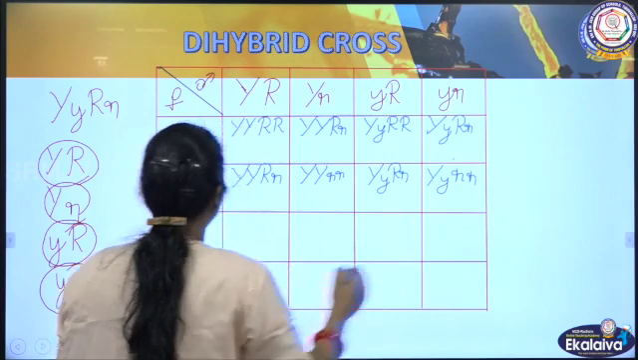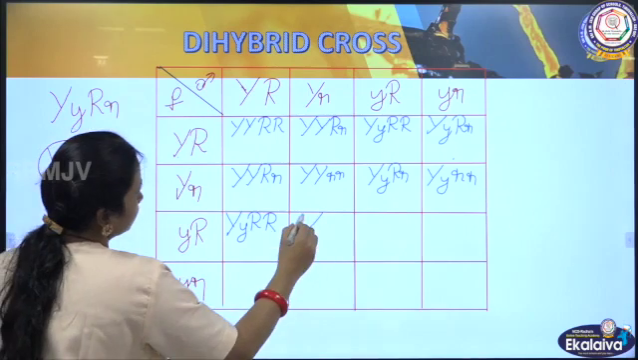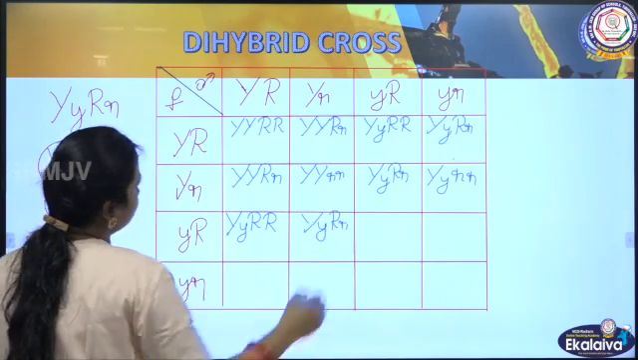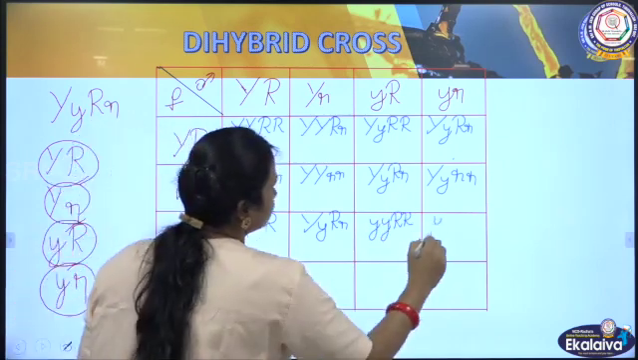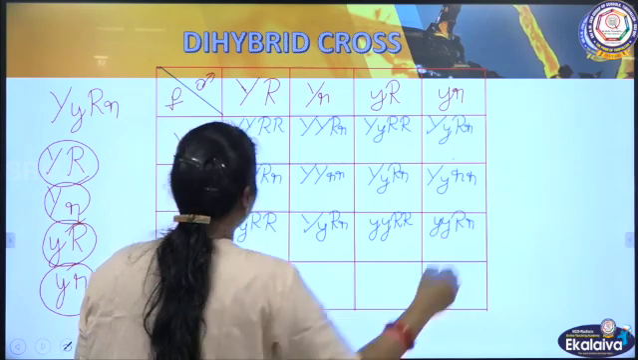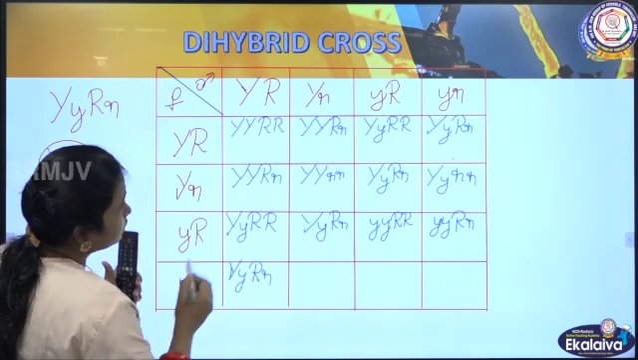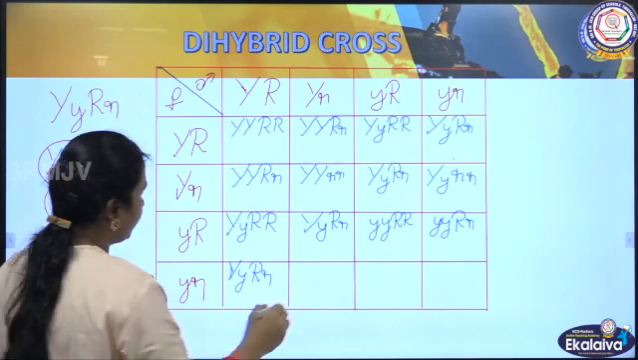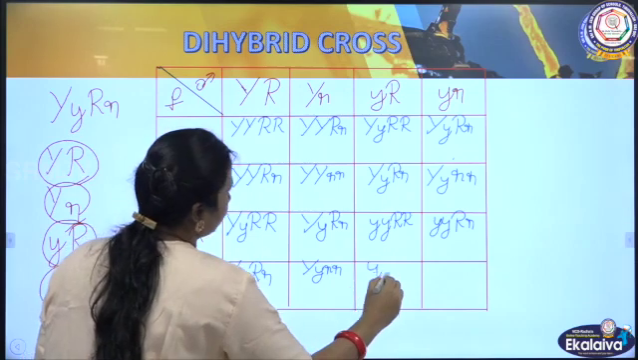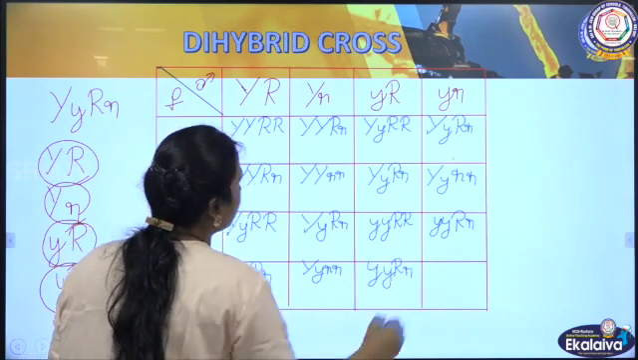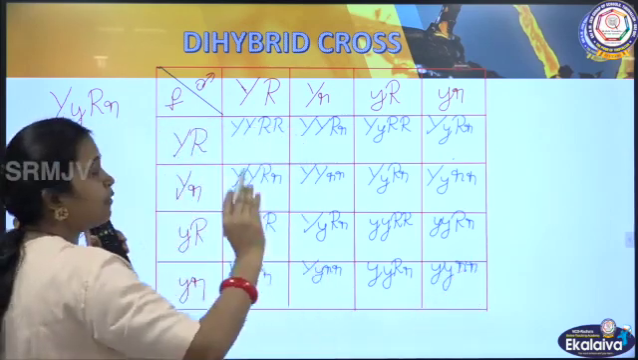small r. Same, you complete with this. Capital Y, small y, capital R, capital R; capital Y, capital R, small r; small y, small r, small r; small y, capital R, small r. Okay, capital Y, capital R, small r. You have to check if any mistake is there. If there is a mistake, you won't get the ratio. Then capital Y, small r, small r, small y, capital R, small r, small y, small r. So we got perfectly the genotypes.